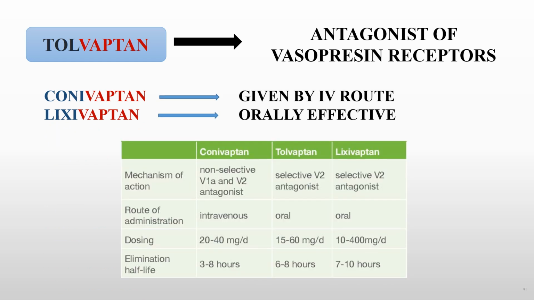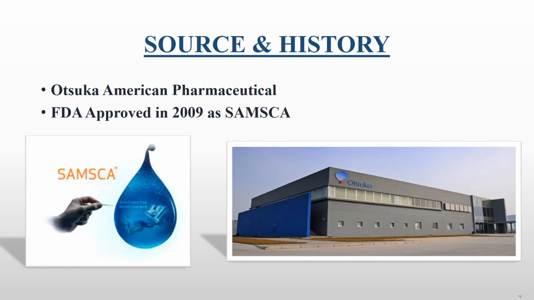Along with tolvaptan, there are other vasopressin blockers such as conivaptan, which is a non-selective V1A and V2 antagonist given by IV route, and lixivaptan, which, like tolvaptan, is a V2 antagonist and given orally. Doses of each vary, as well as their elimination half-life. This drug was first FDA approved in 2009 under the brand name Samsca and generic name Tolvaptan by the Otsuka Pharmaceutical Development and Commercialization Incorporation.